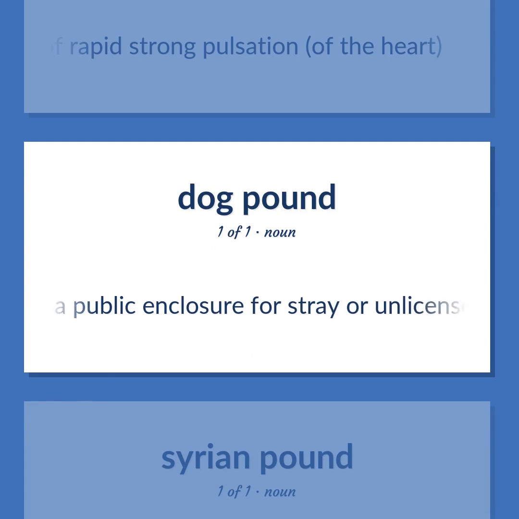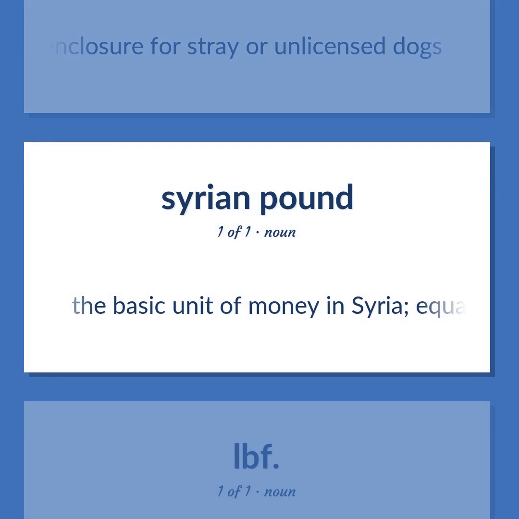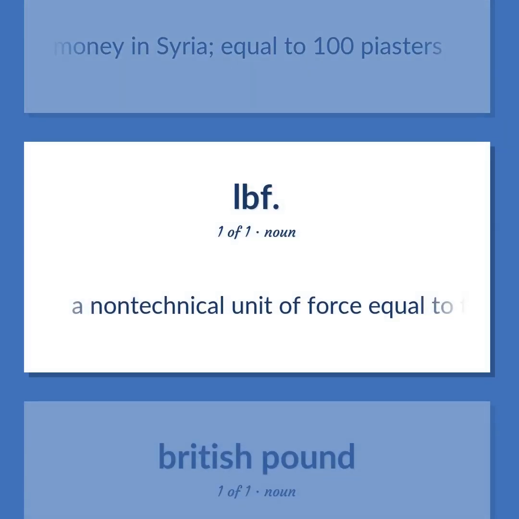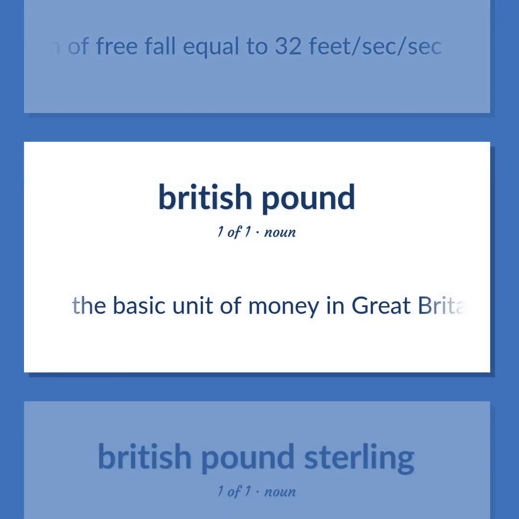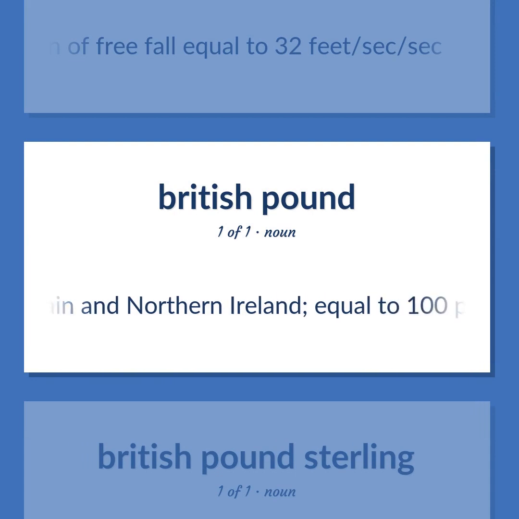A public enclosure for stray or unlicensed dogs. The basic unit of money in Syria, equal to 100 piasters. A non-technical unit of force equal to the mass of 1 pound with an acceleration of free fall equal to 32 feet per second squared. The basic unit of money in Great Britain and Northern Ireland, equal to 100 pence.